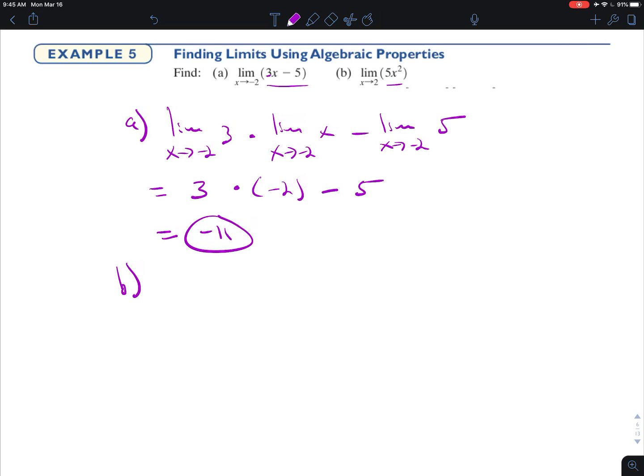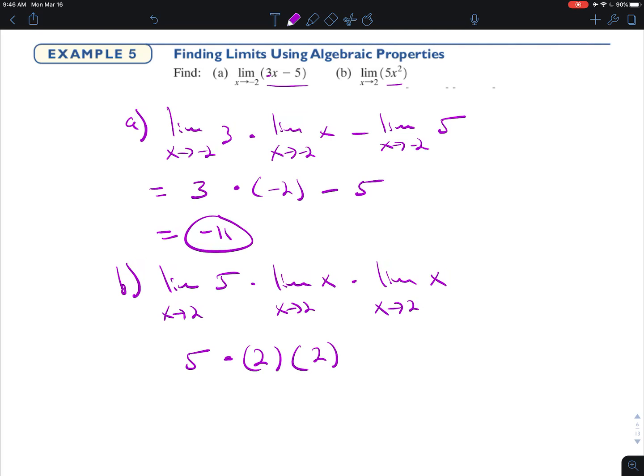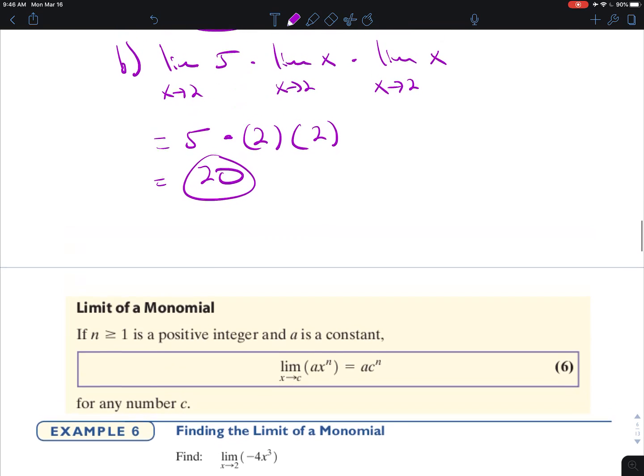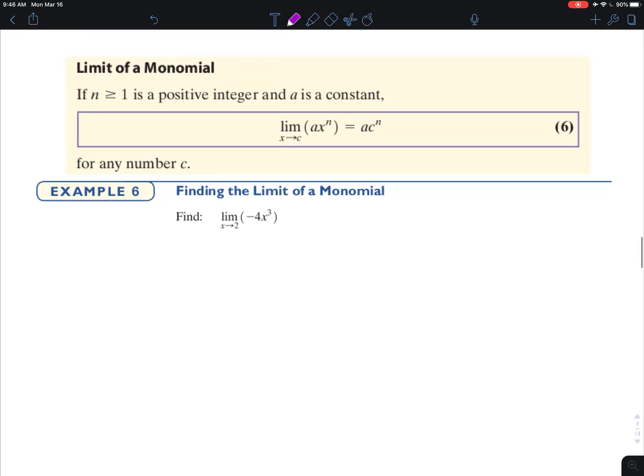And then for B, we have the limit as x approaches 2 of 5 times the limit as x approaches 2 of x. And we'll talk about the power rule in just a second, but we could just treat it as another multiplication as x goes to 2 of x. So our constant rule is 5. This is 2 and 2. So we end up with 20 as our answer to that one. So hopefully those worked out for you.